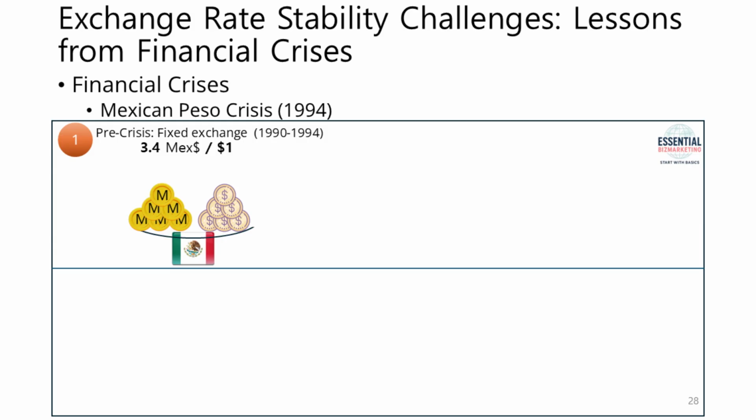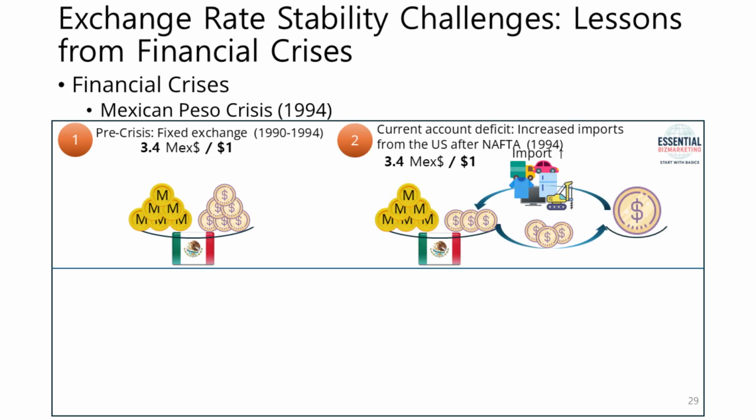From 1990 to 1994, Mexico maintained a fixed exchange rate of 3.4 pesos per US dollar. This system appeared stable on the surface, but concealed growing economic imbalances. The fixed rate masked a widening current account deficit.